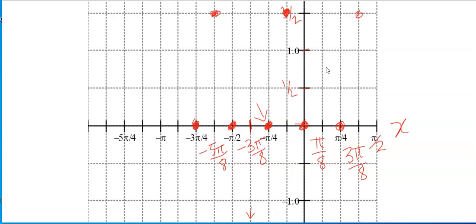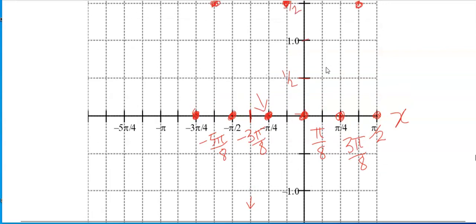1 to the right and 3 up. There's my next one. 1 to the right and 3 down. That's tons of points. That's more than 2 cycles there.